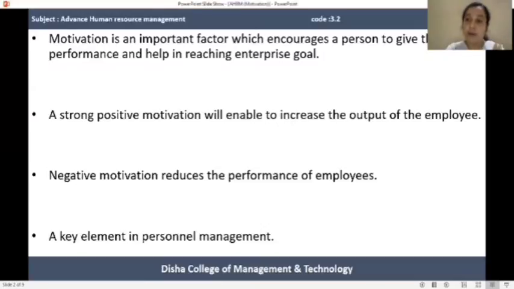So for improving the productivity, improving the performance, the organization has to have high positive motivators, and the high positive motivators help the organization to reach its goals, and they help the organization to achieve its objective, and they want to do everything for the betterment of the organization.